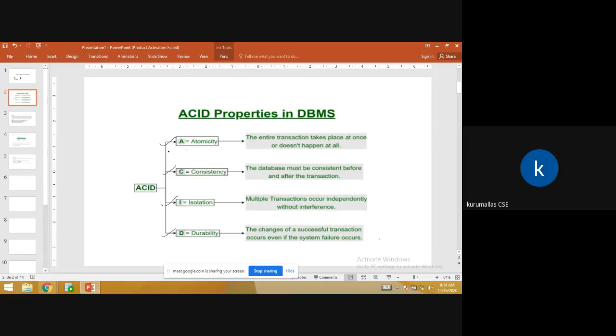Here, if you see atomicity, the entire transaction takes place at once or does not happen at all. That means if you transfer the amount from account A to account B, it should be done. If you have already debited from account A and it is not reflected in account B, it should not be done. That is the meaning of atomicity.